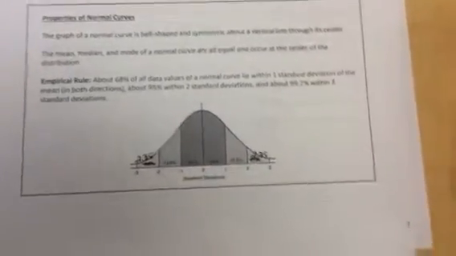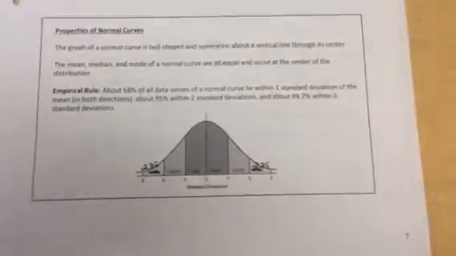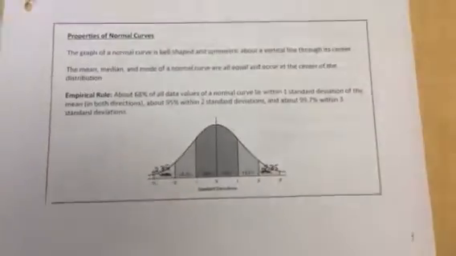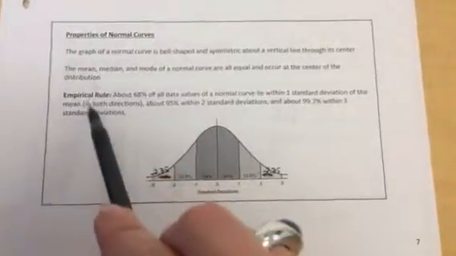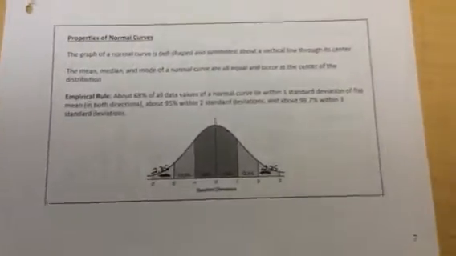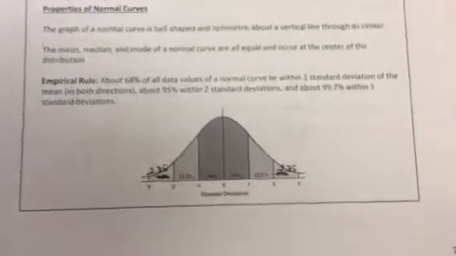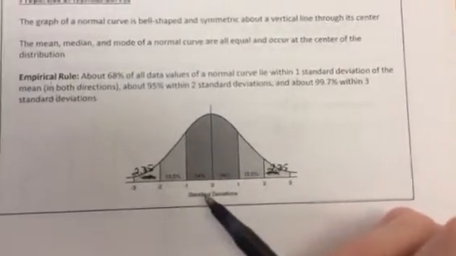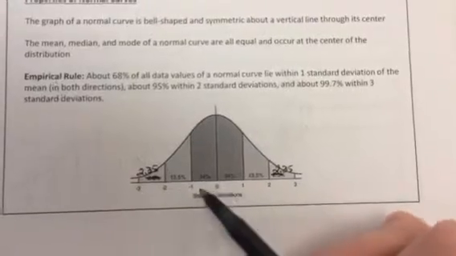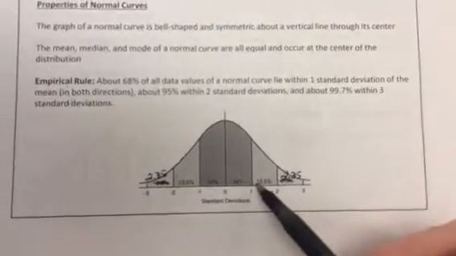In real life data, it might not be as pretty, but this is the standard we use to measure by. So then we're going to look at this empirical rule, and this is how we're going to use this information. It says about 68% of all data values of a normal curve lie within 1 standard deviation of the mean in both directions.